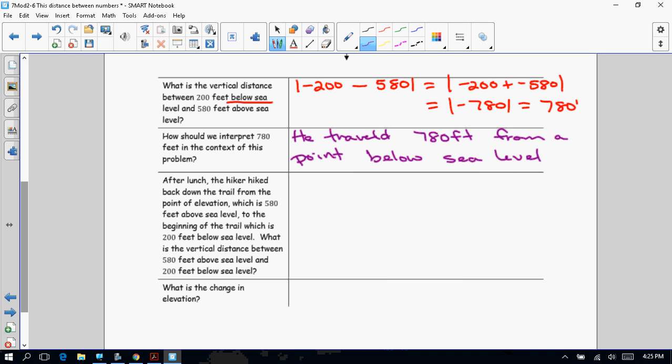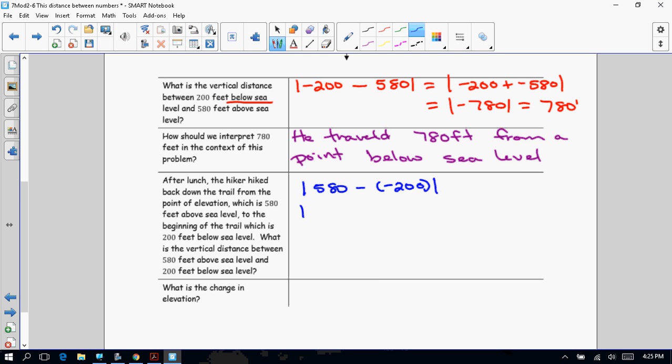After lunch, the hiker hiked back down the trail from the point of elevation, which is 580 feet above sea level, to the beginning of the trail, which is 200 feet below sea level. What's the vertical distance between these two? All right, so this time we're going to redo it, but he's starting at the top of the trail, right? So we're starting at 580, and we're going to subtract negative 200, all right, because we're going below sea level.